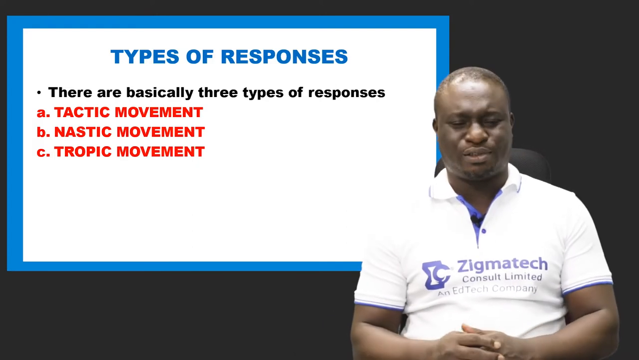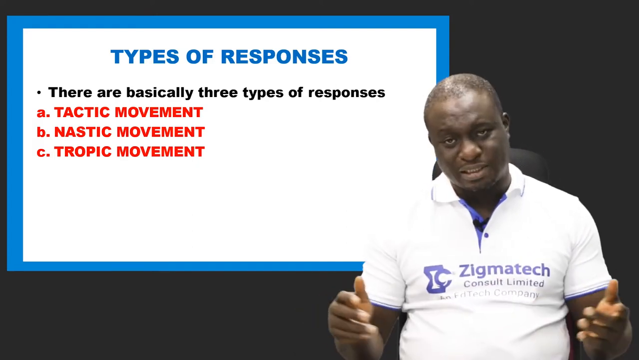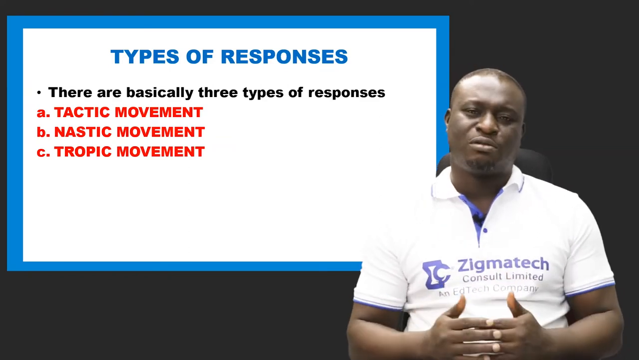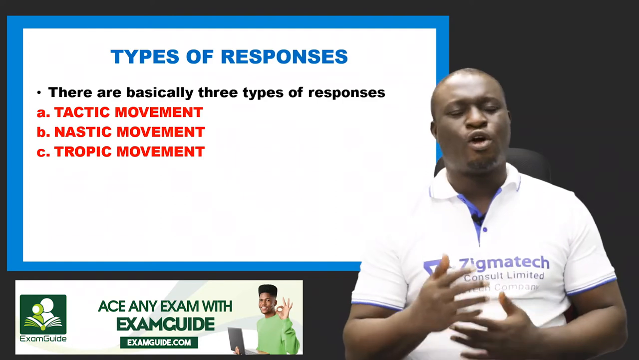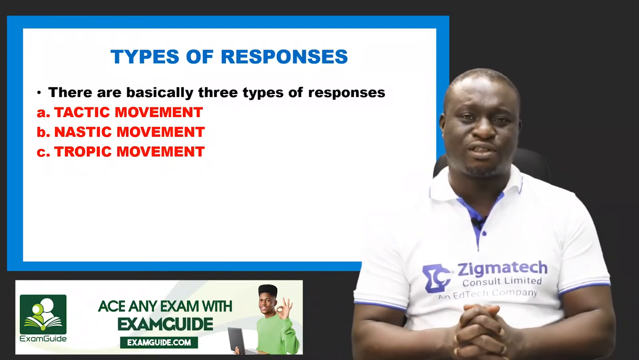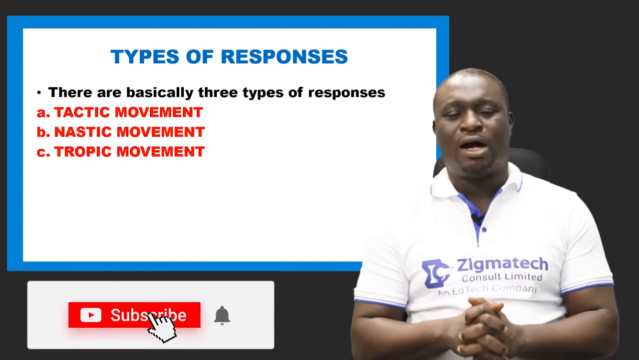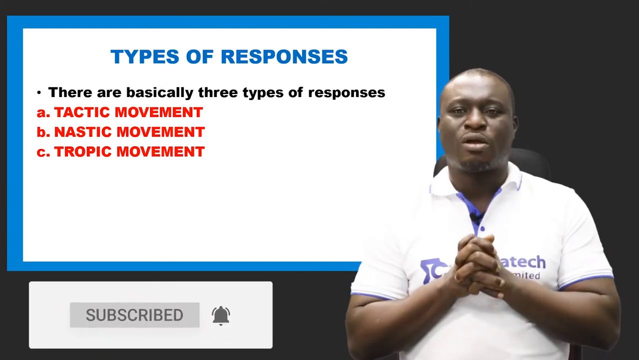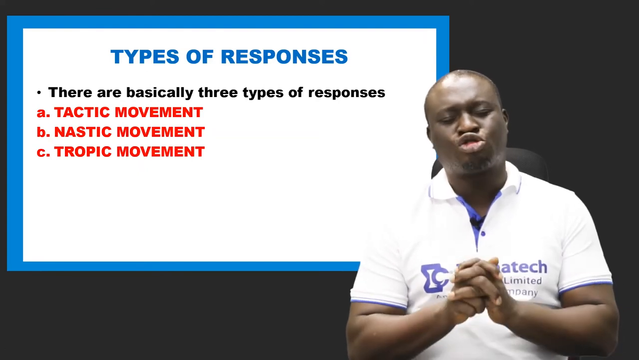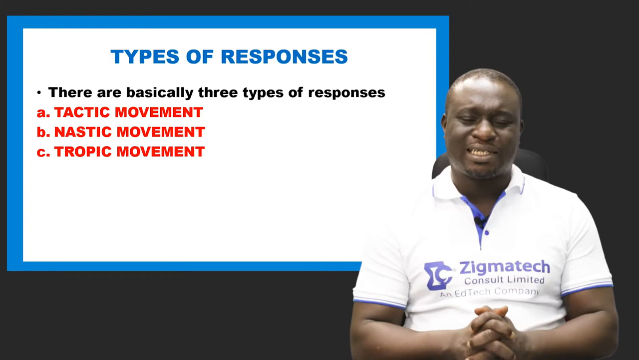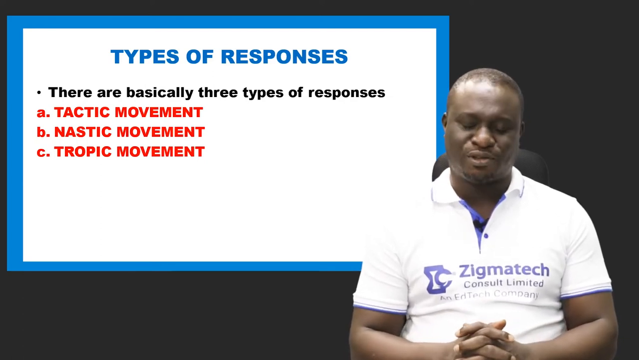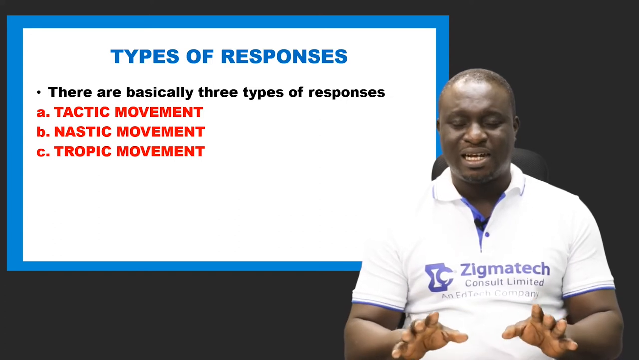Now, let's take a look at types of responses or movement in relation to changes in the environment, how living organisms respond to these changes and move about based on them. There are basically three types of responses or movement. Number one is tactic movement or response. Number two is nastic movement or response. And number three is tropic movement or response. We're going to look at each of them and see how it operates.